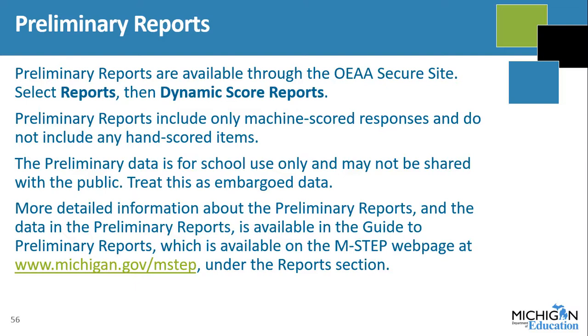The preliminary reports are available within 48 hours of the student submitting the test and will remain available until final reports are released. They are accessed through the secure site by selecting the Reports drop-down and then selecting Dynamic Score Reports. The preliminary reports include only machine-scored items. They do not include any hand-scored items. And it is also important to remember that preliminary data is for school use only and may not be shared with the public. Schools must treat this as embargoed data.